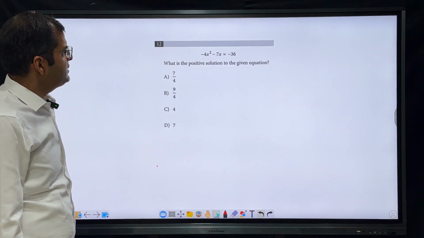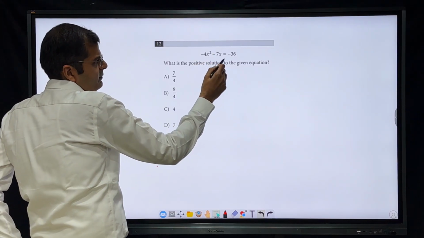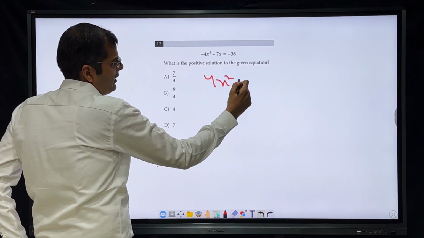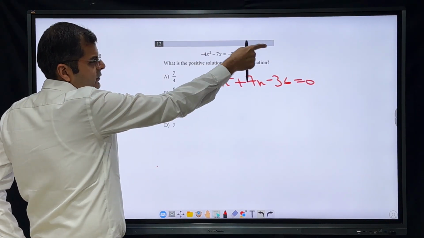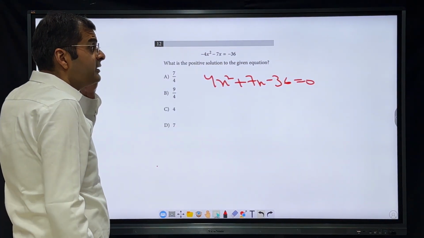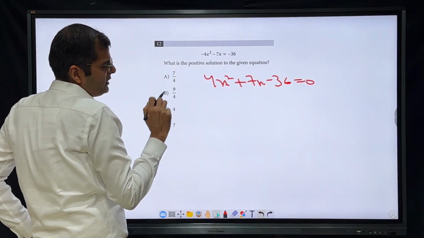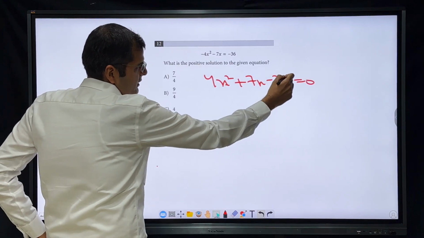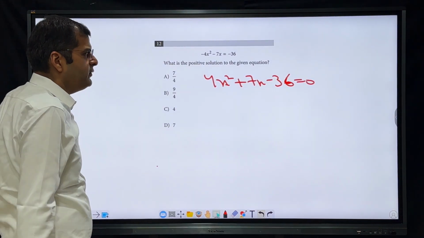Now question 12 says, what is the positive solution of the given equation? So the equation is actually 4x square plus 7x minus 36 equal to 0. Okay, I take 4x square there and minus 7x over there. So this is a quadratic equation. If I factorize it, 4 into 36 is how much? 36 into 2, 72, 144. Okay, and 16 into 9 is also 144.